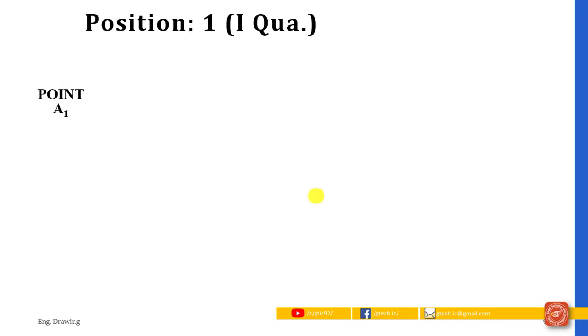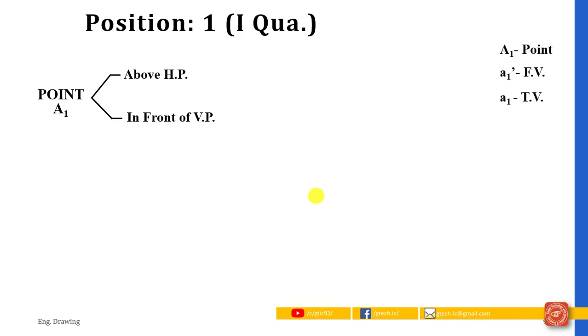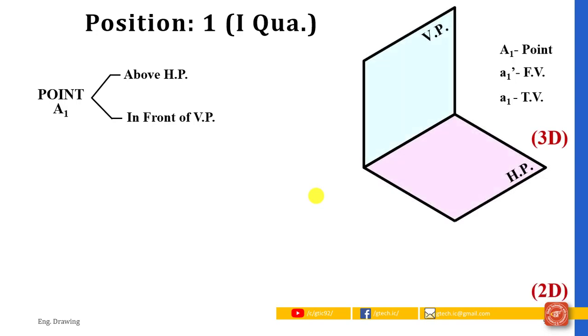Position 1 in first quadrant. We have a point A1 that is above the HP and in front of the VP. So the point is denoted as A1, the front view is denoted as A dash and the top view is denoted as A1. Now let's see its representation in 3D and 2D.